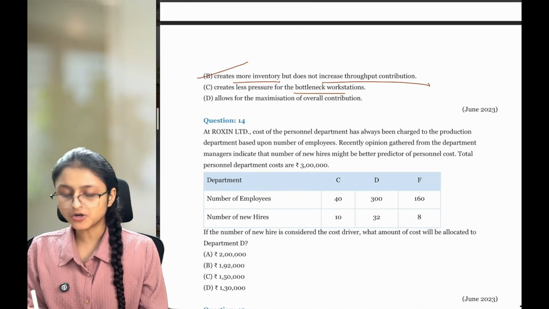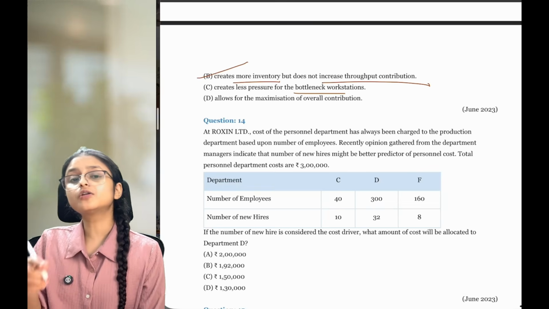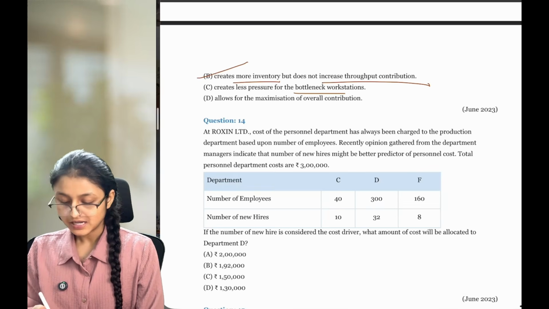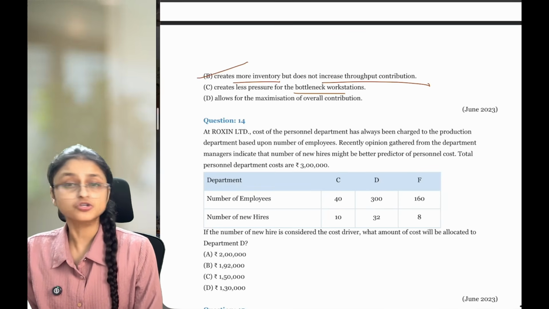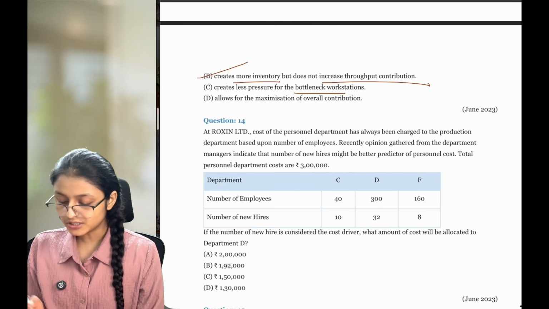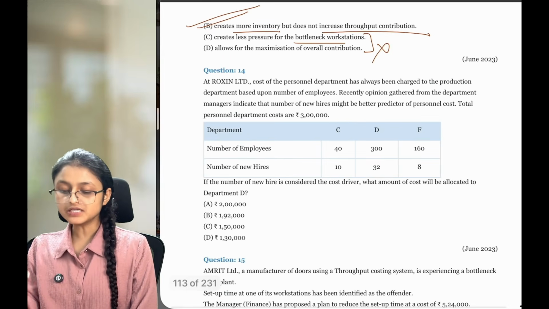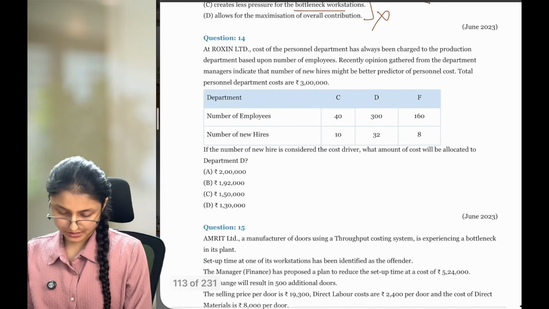Creates less pressure for bottleneck workstation. Answer is no. It creates more pressure for the bottleneck workstation because non-bottleneck are creating higher number of units. Allows for maximization of overall contribution. You can't maximize the overall contribution if you are not able to produce a final product. You are only producing half of the product, hence this is not correct. The correct answer is create more inventory but does not increase the throughput contribution.